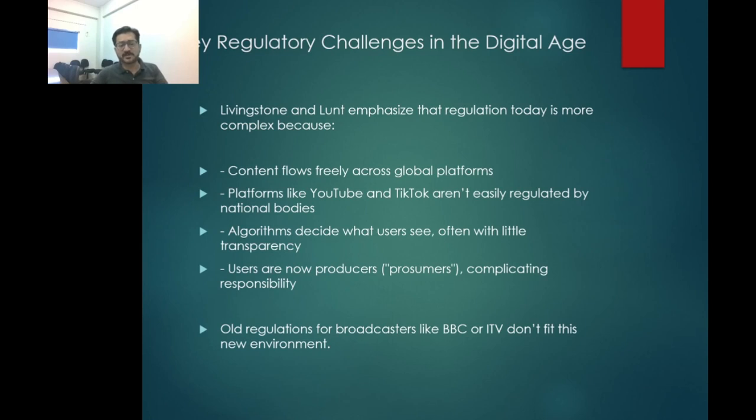Algorithms decide what users see. The content you're getting, most of the time when you enter what we call doom scrolling mode, is being suggested by artificial intelligence. It's the AI which is suggesting the content, and it's not in your control most of the time. It's being controlled by those algorithms. Those algorithms are once again not designed by us. They are working on their own.